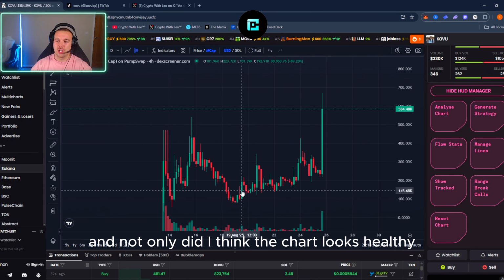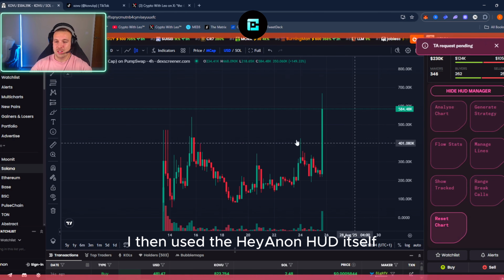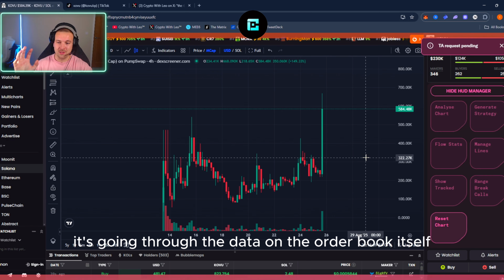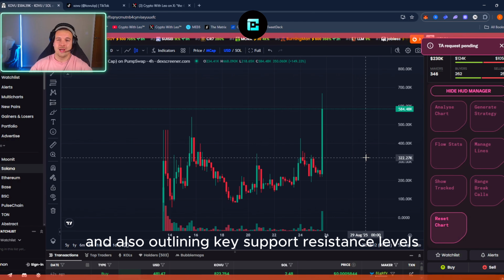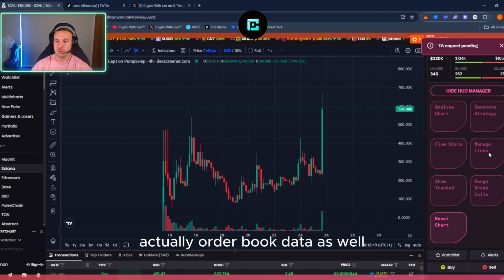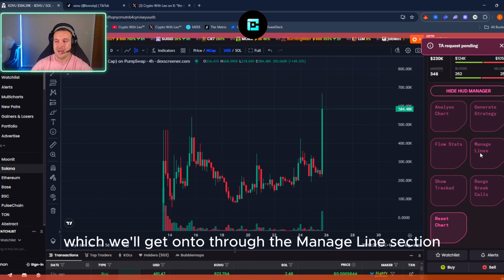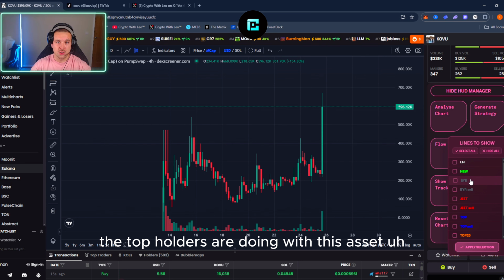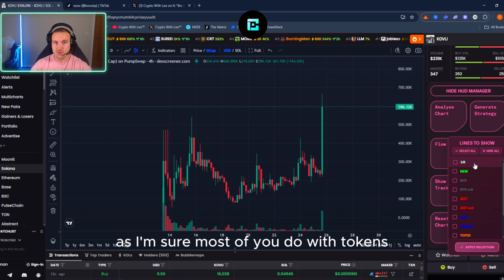And not only did I think the chart looked healthy, I then used the Hey Anon HUD itself to analyze the chart, which basically what it does here is it's going through the data on the order book itself and also outlining key support resistance levels and what it calls inflection points. And that's when it takes into account actual order book data as well, which we'll get onto through the manage lines section. Now, this is most important to me because when trading relatively illiquid assets like meme coins, I very much want to pay attention to what the top holders are doing with this asset, as I'm sure most of you do with tokens. And that's why the HUD is so great, because it automatically does this.